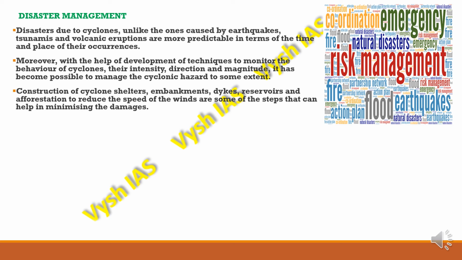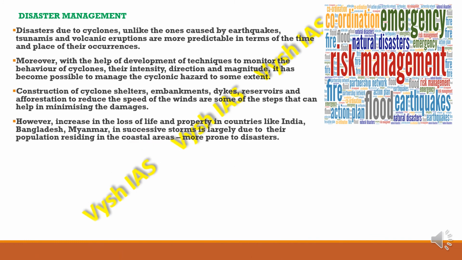Construction of cyclone shelters, embankments, reservoirs, dikes and afforestation to reduce the speed of winds are some of the steps which can help in minimizing the damages. However, the increase in the loss of life and property in countries like India, Bangladesh and Myanmar in successive storms and disasters is largely due to their population residing in the coastal areas, which are more prone to disasters.